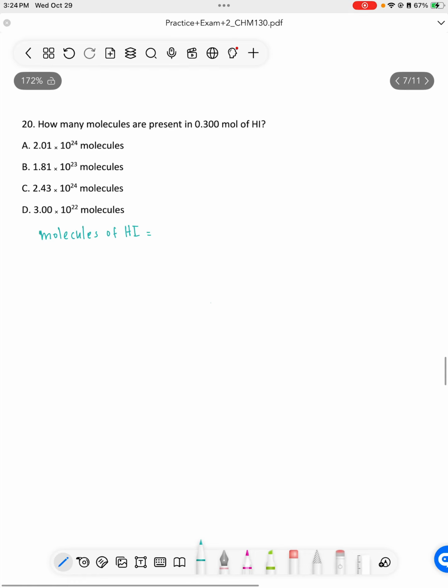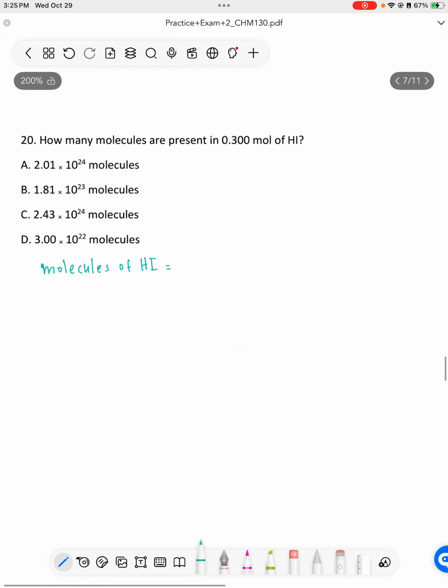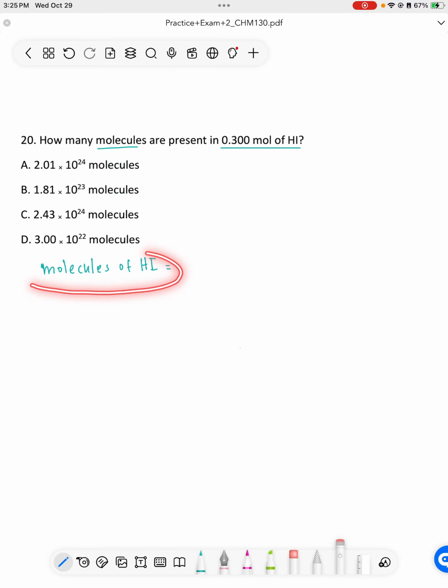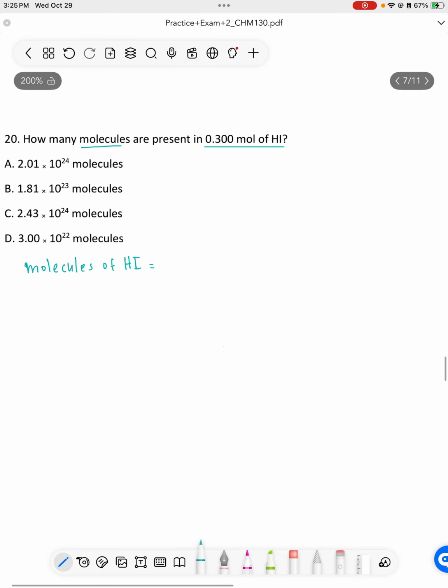Okay, for number 20, it's asking how many molecules are present in 0.3 moles of hydrogen iodide. So if we remember, if the question has molecules or atoms listed, we know we're going to be using Avogadro's number. So let's start with writing our map. I've already written that we're looking for molecules of HI. That's our map start.